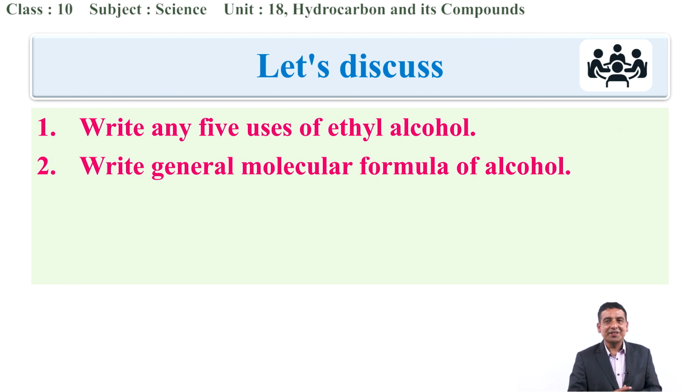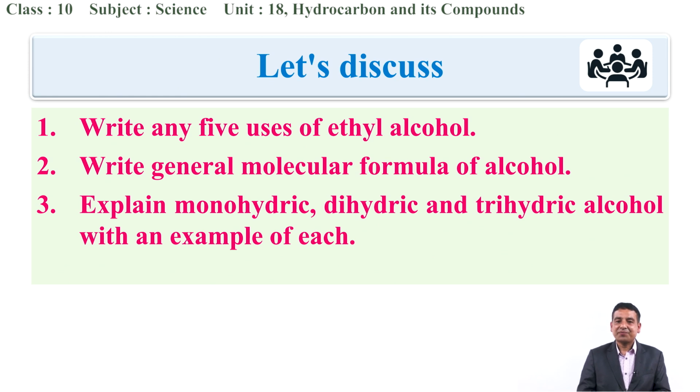Next one is, write the general molecular formula of alcohol. Do you remember what is the general molecular formula of the alcohol? We have just discussed. I had written it over the whiteboard too. Okay, can anybody say this? Yes, good. You have said the correct one. That is CnH2n+1OH. This is the general molecular formula for the alcohol.